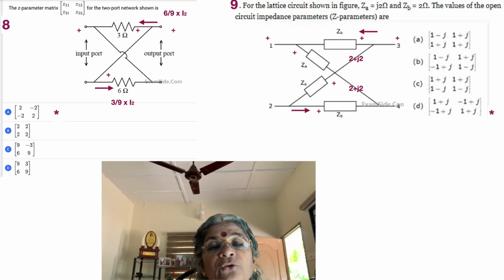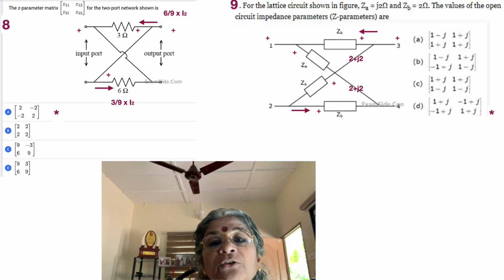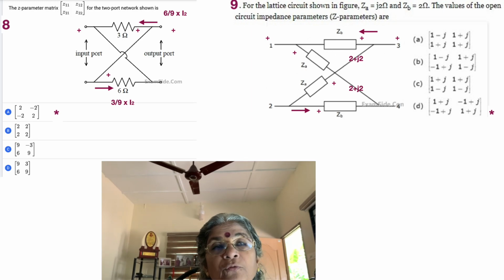So again, we can easily find out Z11 and Z12 because they look the same. Let's say we are applying V1 and the current splits into two. It flows through ZA and then ZB and comes back. Similarly, it flows through ZB and then ZA and comes back. If you are looking from port 1, from port 2 you see a similar picture.